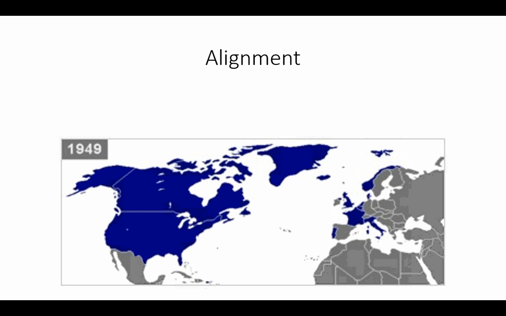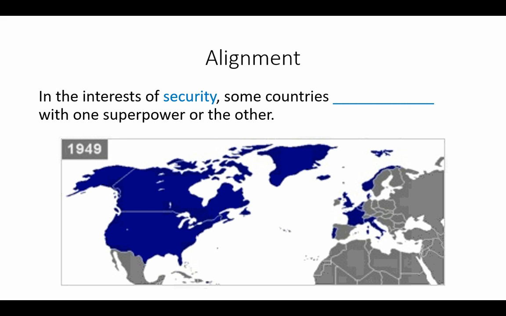Forming alliances with allies. And so in the interests of security, some countries aligned themselves with one superpower or the other. So in some cases, countries would decide, okay, I want security. All right, the world is getting a little bit scary with these two superpowers. I think I need to pick a side. And if I pick a side, well, then that side is going to protect me.